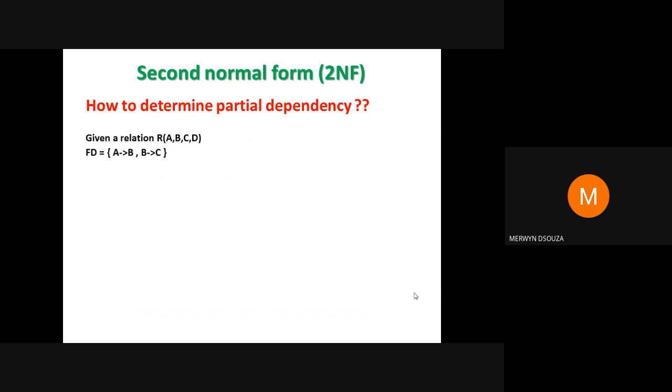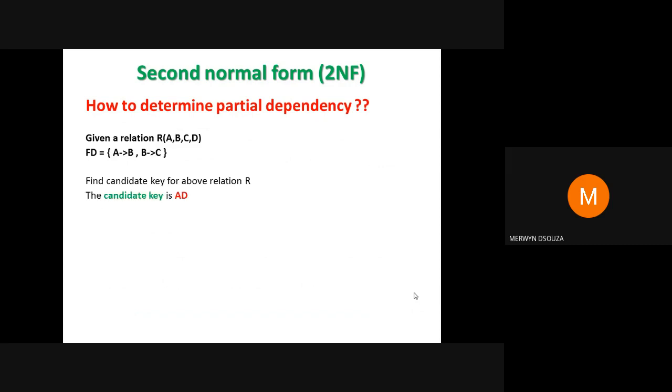So let's see how to check whether relation R is in second normal form, and also let's see the meaning of partial dependency. Given a relation R having the attributes A, B, C, D, and having the functional dependencies A determines B and B determines C. First, find a candidate key for the relation. I explained how to find a candidate key stepwise in a separate video, so please watch that video if you don't know how to find the candidate key.